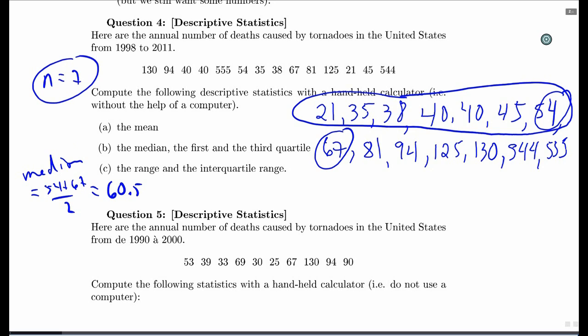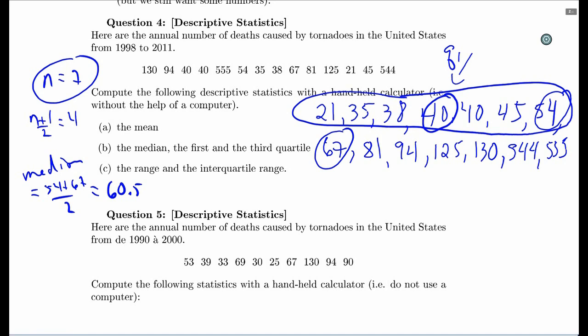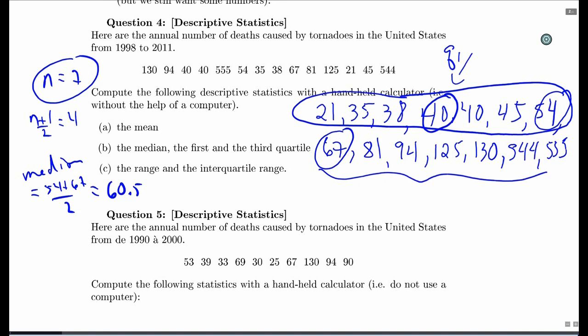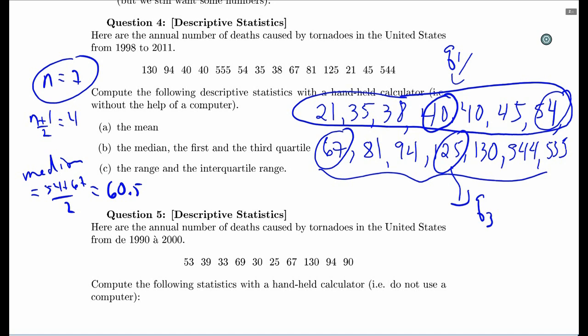And then this is odd, so to find the center, I'll do n plus 1 divided by 2. So 7 plus 1, which is 8, divide that by 2, I get 4. So the fourth value will be the center. So 1, 2, 3, 4. So this will be the center of the lower group, which is actually my first quartile. I do the same thing with the upper group. So I have 7 values, and so the fourth value will be the third quartile. Okay, and so my first quartile is 40, my third quartile is 125.